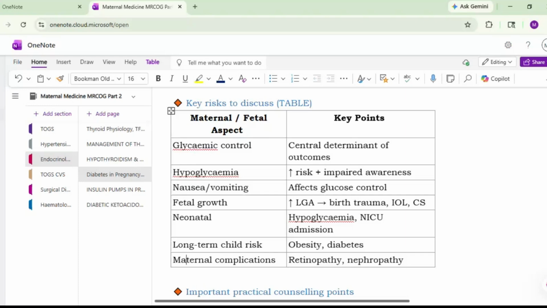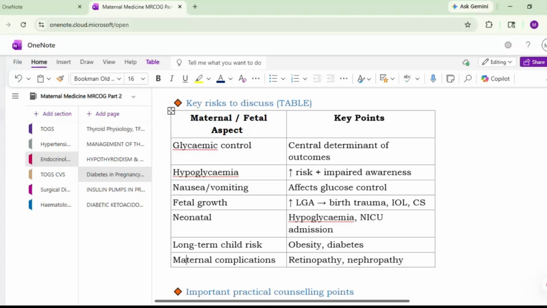Then nausea and vomiting will affect glucose control. Fetal growth is very important because it will be affected by glycemic control. There is an increased incidence of large for gestational age babies, which will lead to birth trauma and requirement of induction of labor and cesarean section. So the incidence of operative delivery is increased. For neonates, there are high chances of hypoglycemia and NICU admission.